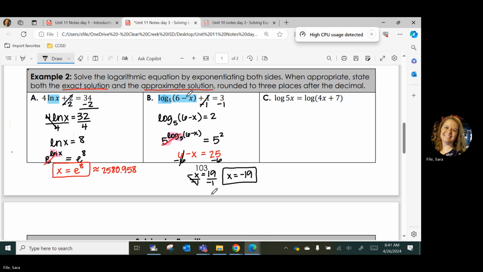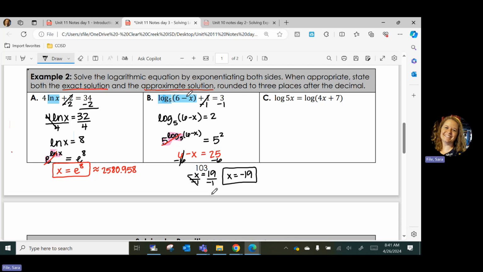Anybody? No, I don't think so. Nobody? What happens when you subtract a negative? Remember, the notes go faster when you participate.